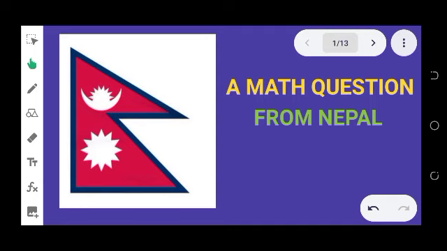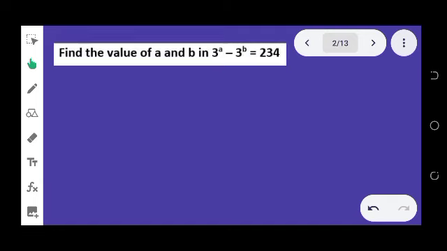And here is the question. Find the value of a and b in 3 raised to the power of a minus 3 raised to the power of b is equal to 234.